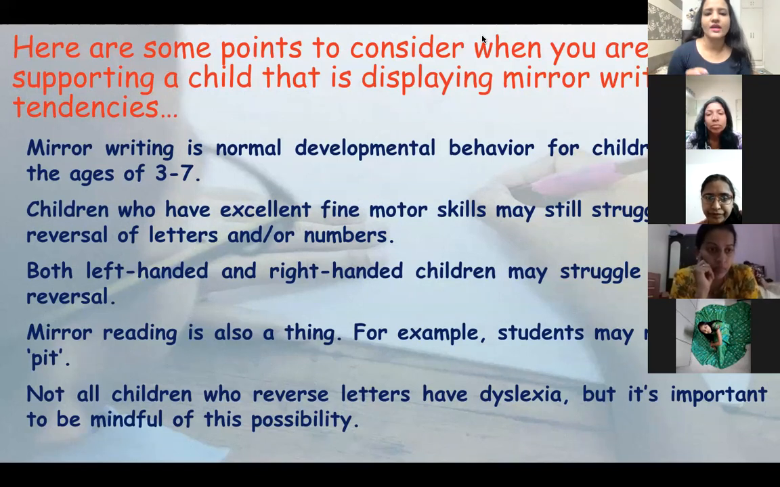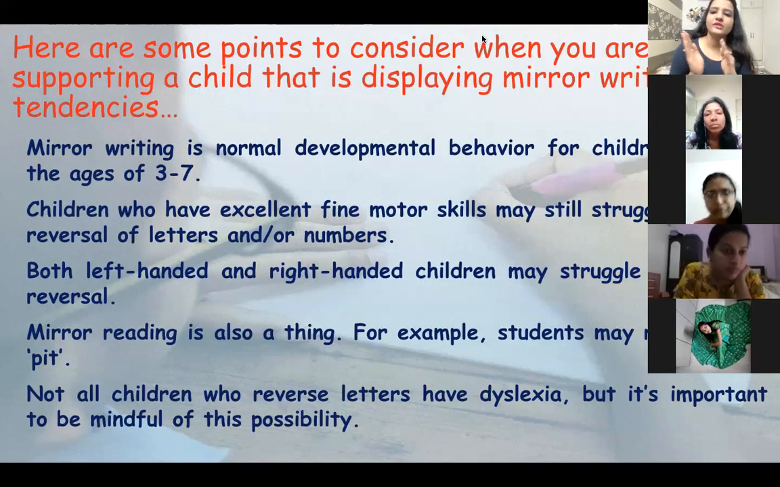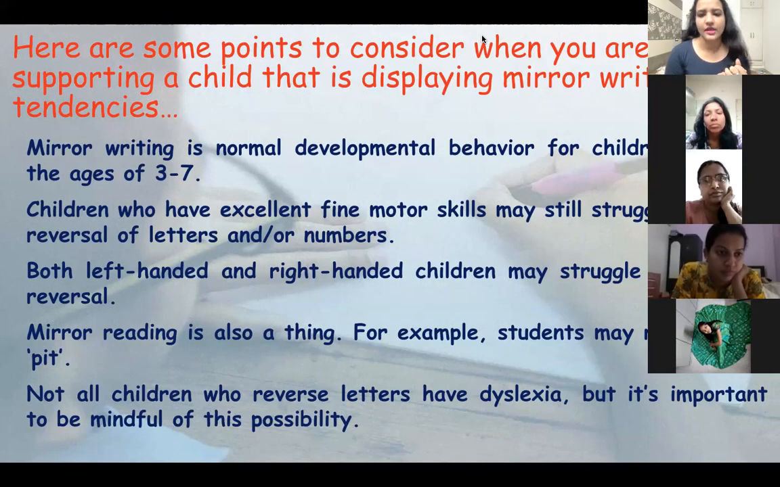Now, it's not that only a left-handed child can have this mirror image problem and it can't be in children who write with the right hand. It can be there in both cases, right hand also, left hand also. Now, mirror reading is also a thing. For example, students may read tip as pit. So if you ever notice your child reading words in reverse, that also can be related to this mirror image thing.